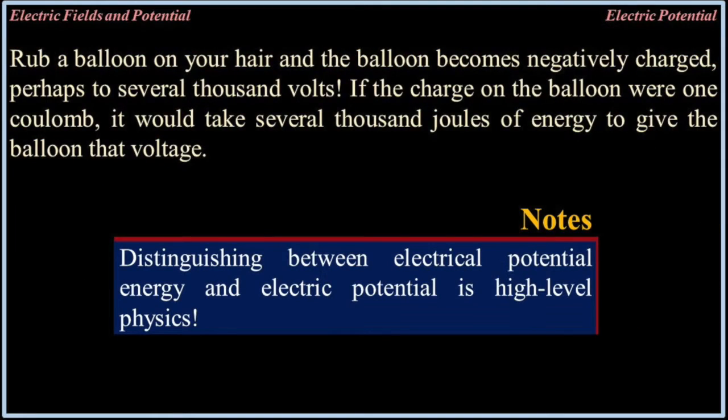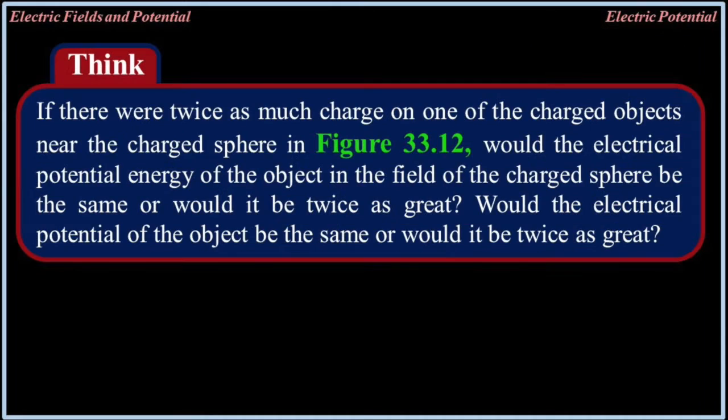Rub a balloon on your hair and the balloon becomes negatively charged, perhaps to several thousand volts. If the charge on the balloon were 1 coulomb, it would take several thousand joules of energy to give the balloon that voltage. Notes: distinguishing between electric potential energy and electric potential is high-level physics.